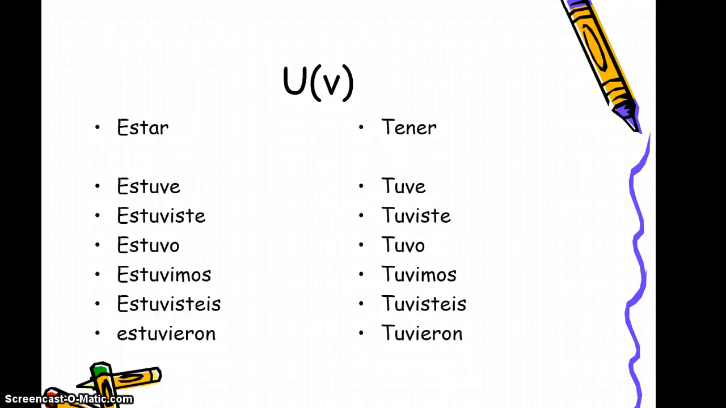Now, with estar and tener, I put them on the same slide because if you can learn tener, then basically you have the conjugation for estar. You just add an S to it, and you get the correct preterite conjugation of estar. So let's start with tener on the right. Tuve, tuviste, tuvo, tuvimos, tuvisteis, tuvieron. And of course, estar, like I said, just add S to the tener conjugations and you get the preterite conjugations for estar. Estuve, estuviste, estuvo, estuvimos, estuvisteis, estuvieron.